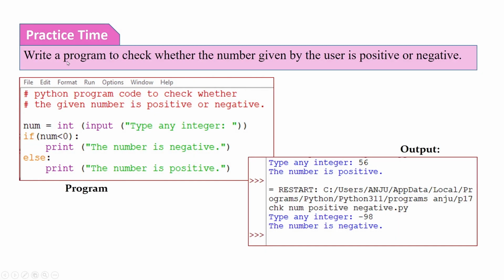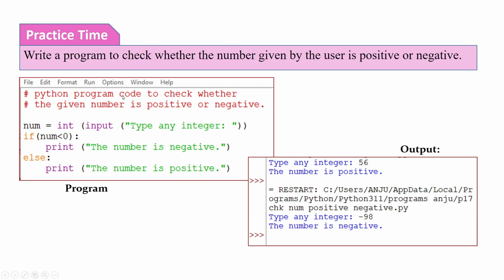Now there is a practice time question in the chapter. Write a program to check whether the number given by the user is positive or negative. You know very well when our number is positive, when it is above 0, and when it is negative, when it is less than 0. All numbers less than 0 are negative integers, and those above 0 are all positive ones.